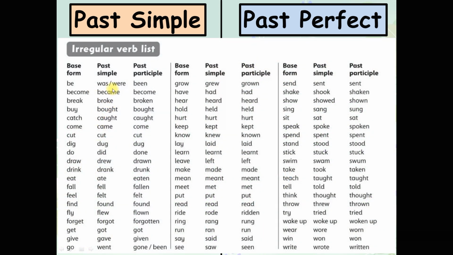For irregular verbs, it's the second form in the table. You can find the irregular verb lists in most textbooks or online, and the second column here shows you the past simple forms. For example, the past simple of come is came. The past simple of meet is met, and so on.